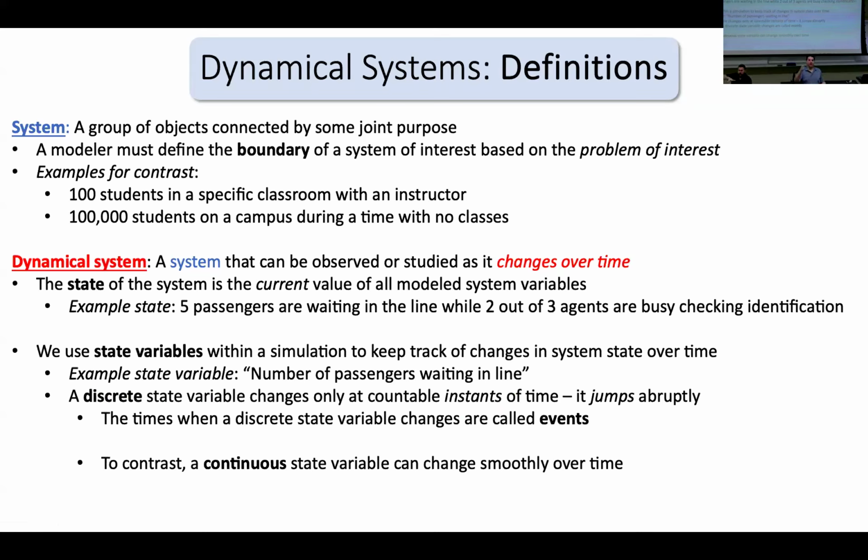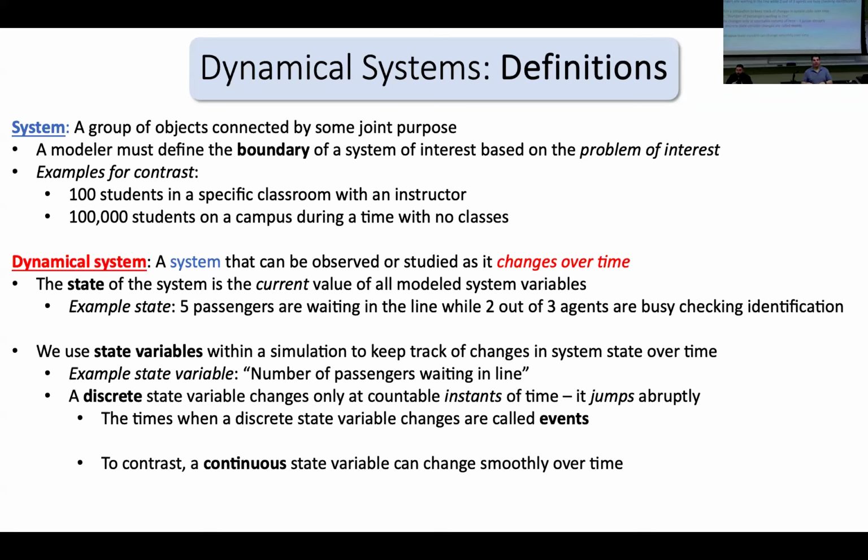You might say, well, what about a bucket of water? If I'm pouring water into it, it's constantly changing. So are there an infinite number of events? In that case, we give up on the event idea and we say, no, that's a different type of variable. That's a continuous state variable. So variables that can change smoothly over time, we're calling continuous state variables. Variables that change only at those events, we call discrete state variables.